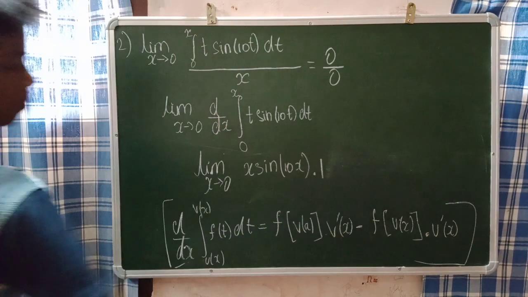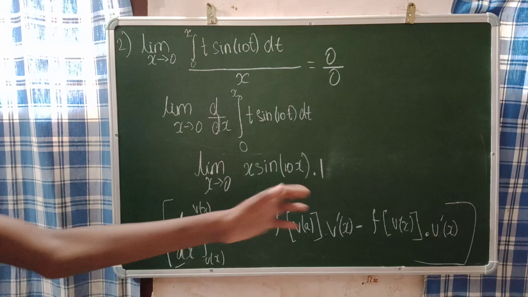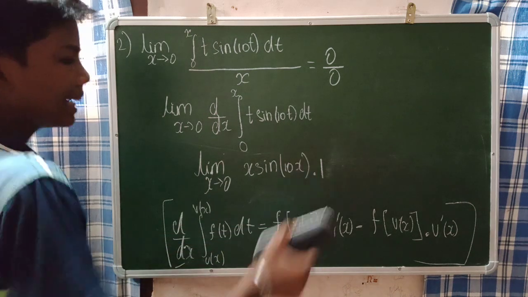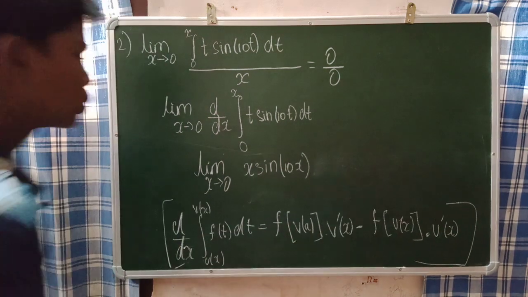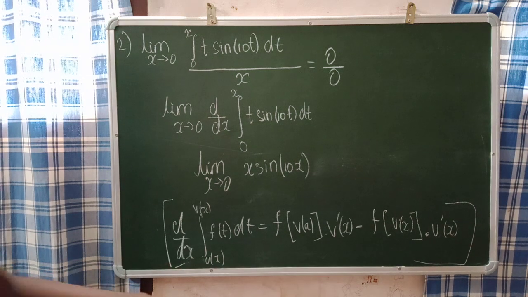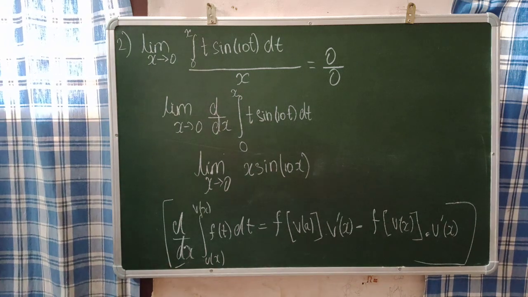Now after this, it's a very simple task. x sin 10x into 1 is x sin 10x. So now you are supposed to solve this limit. Limit of x tends to 0 of x sin 10x. How will you solve this?